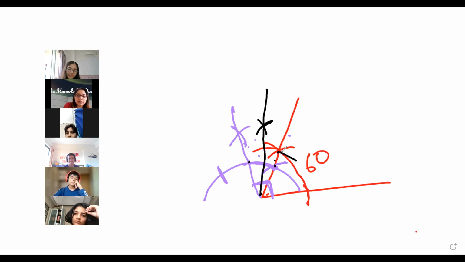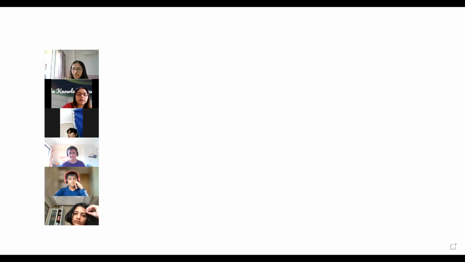Because how much is this? This is 60 and this is 15. Did you understand, or did you get confused? Understood? So let's draw this. Let's start the construction, and I will just repeat it there too. So first we will start with the 75 degree angle.